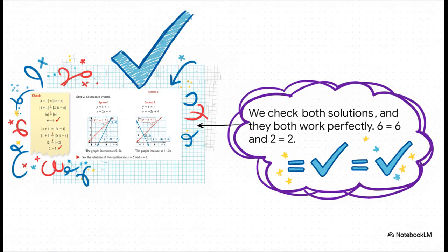And we're going to check them. If you plug 5 back into that original absolute value equation, you get the absolute value of 6 equals the absolute value of 6. Yep, 6 equals 6. Perfect. Now let's try 1. You get the absolute value of 2 equals the absolute value of negative 2, which is 2 equals 2. Also perfect. Both answers are totally correct. This graphing method is for real.